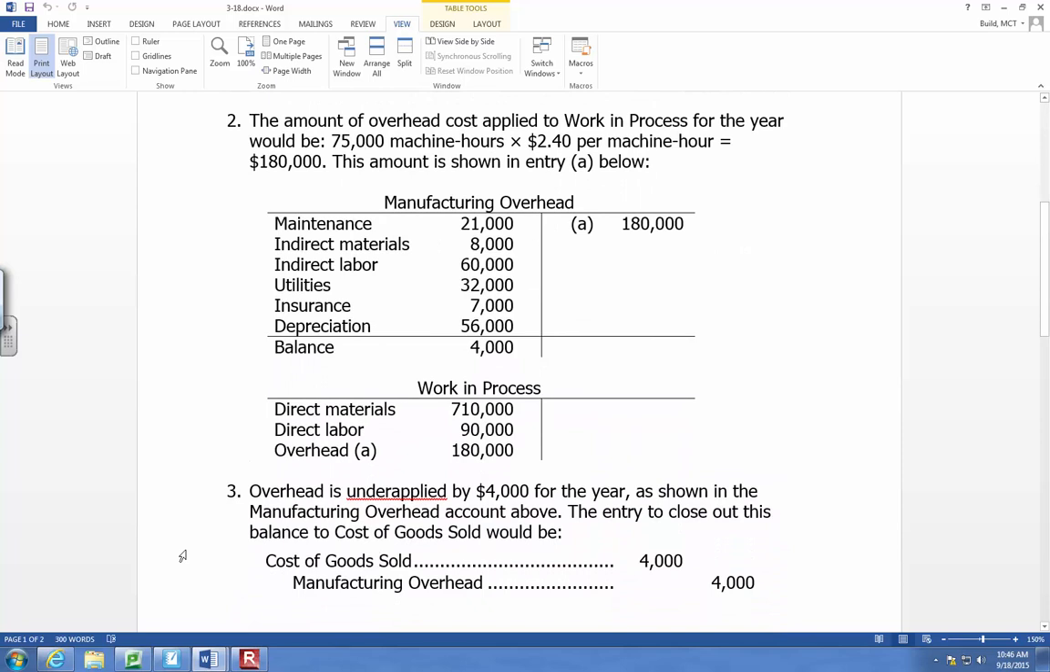180. It's right up here, hon. So if I tally all these up, how much is my balance on my debit side? Well, when I tally up all my debits, it's 184. My credit's 180, so I'm ending that with an over or under applied overhead? Under. Yes, under, because actual is greater than applied, so it was under applied by $4,000.